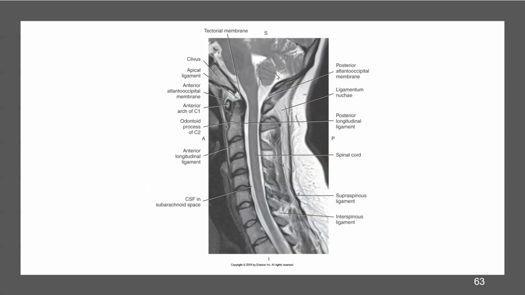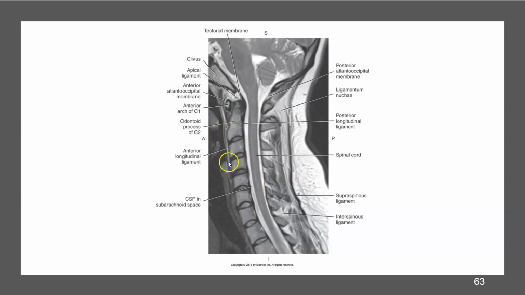Okay, this is a cervical spine, and this is a sagittal T2. Here's your anterior C1, your posterior C1, and I want you to know your posterior longitudinal ligament running along here. It goes all the way down. This is your spinal cord. This is your supraspinous ligament coming down this black line. Interspinous ligament, which is in between each spinous process, okay? And CSF in your subarachnoid space right there, so that's fluid.